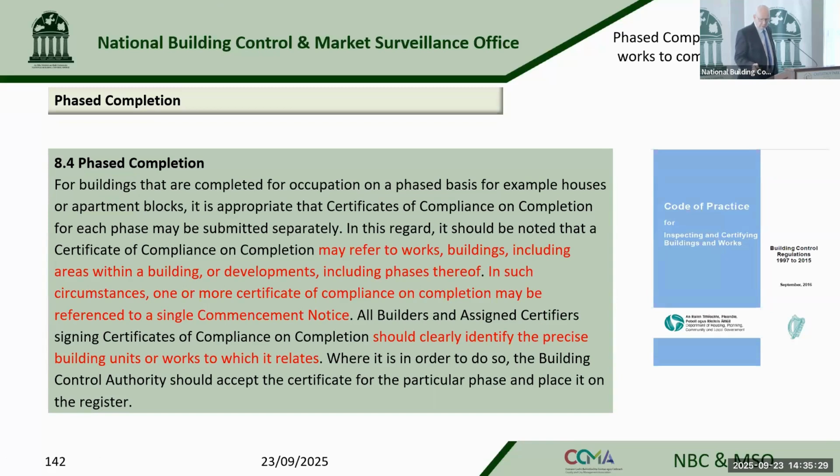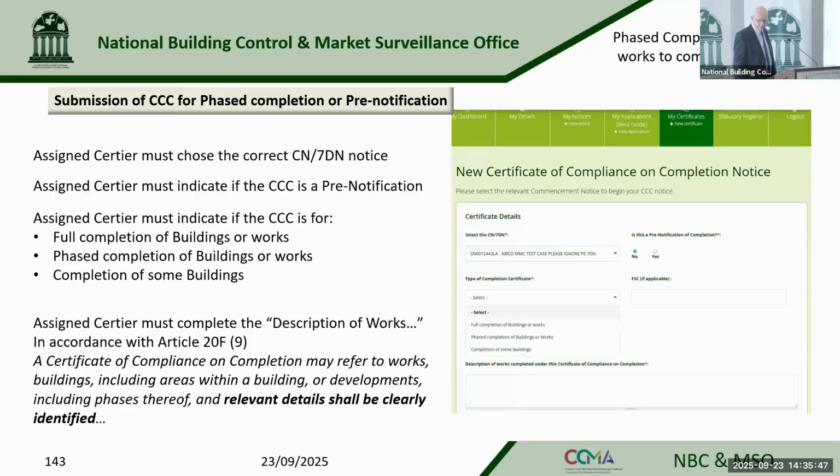So again, we have issues with people still putting in their planning description in their description of works at a CCC stage, which is not relevant. It should identify the works and the area of works or the number of units or the buildings that are being CCC'd at that stage.